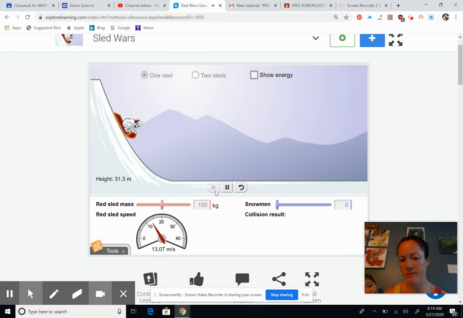hit play. We're at 28 meters per second. Does increasing the starting height affect the final speed, or how does it affect it? Sorry. Yes, it makes it faster.